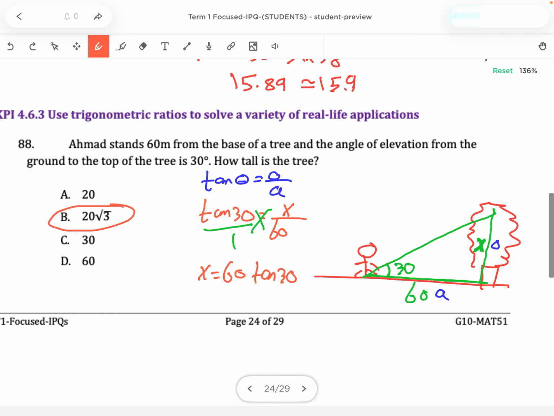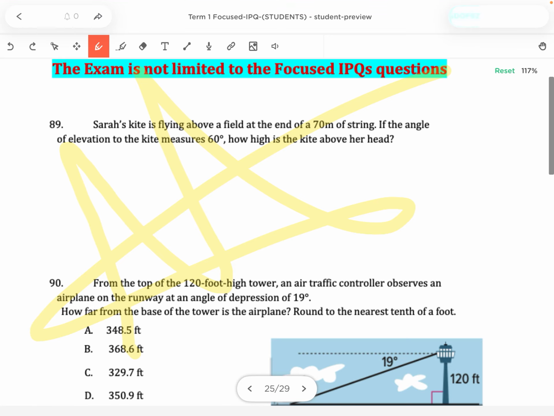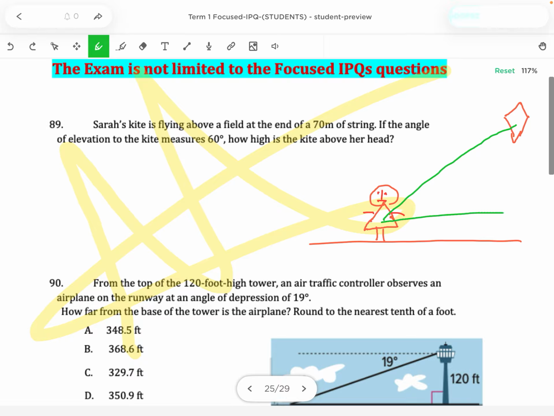Next one, meter. طبعا إذا كان اليونت is given. Sarah and her kite. Sarah is standing here. This is her kite. This is not a kite, but يعني سامحوني. With the string that Sarah is using, طوله 70 meters, with angle of elevation 60. How high is the kite from her head? يعني احنا we need this x.